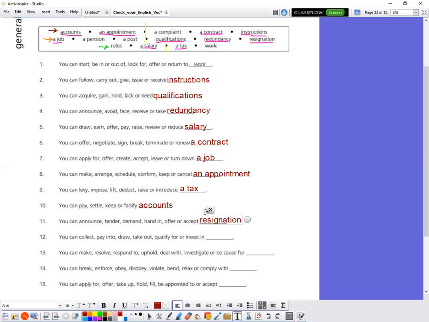So next one. You can collect, pay into, draw, take out, qualify for, or invest in. What? Number 12. The answer is in the second line. The one you answered now.